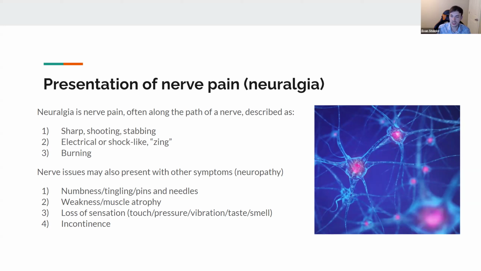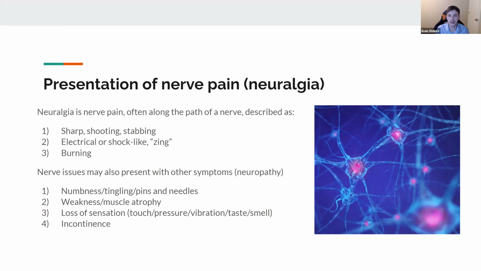Three would be loss of sensation. Pretty much every sensation that you feel. It could be touch in your fingers, vibration. It could be your taste, your smell, even your vision, right? All of these are relayed to your brain through nerves. So if you lose one of those sensations, we have to look at, okay, was there nerve damage somewhere along the way? And then number four is something that doesn't always get thought of as a nerve issue.